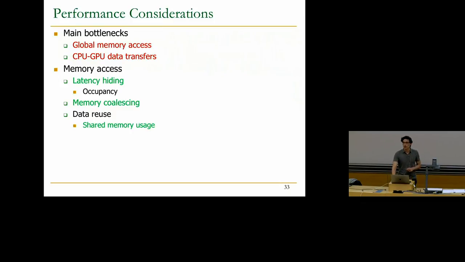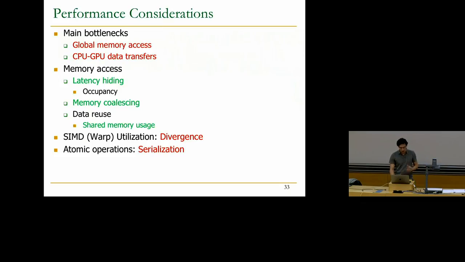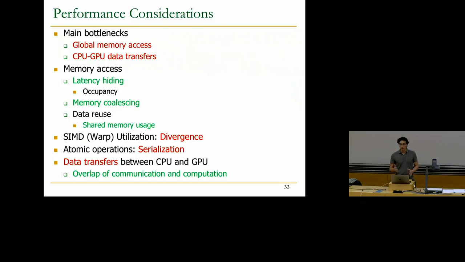We will talk also about how to avoid the branch divergence that we explained yesterday using, let's say, smart programming. We will give an example. And if we have time, we will also talk about atomic operations, and how we can optimize their use, at least in one specific example. And finally, how to deal with the data transfers between CPU and GPU.